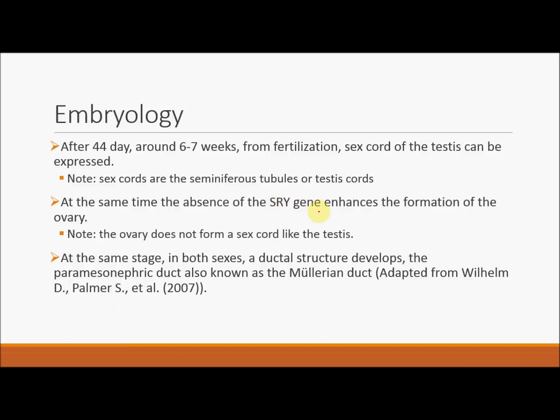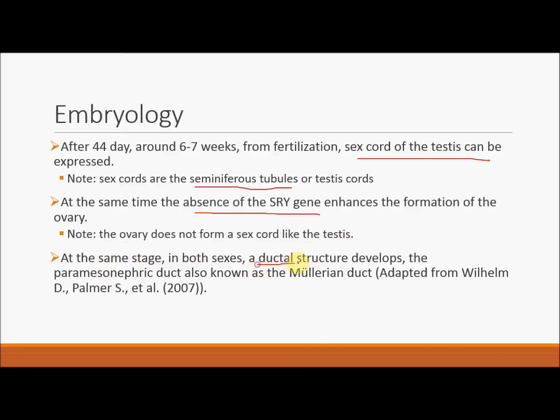We're going to say what happens when the SRY gene is expressed, and then when it will not be expressed. So when it is expressed, the sex cords of the testes are differentiated, and those sex cords are differentiated into the seminiferous tubules, which connect from the testes to the urinary bladder. But in the absence of the SRY gene, this enhances the formation of the ovaries. Ovaries do not form sex cords like the testes.